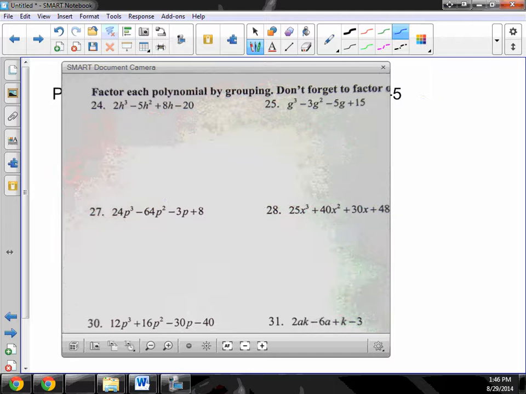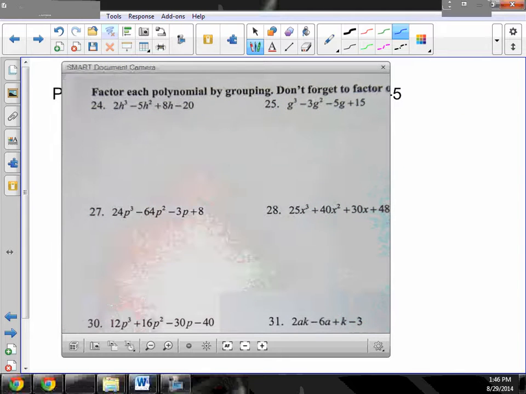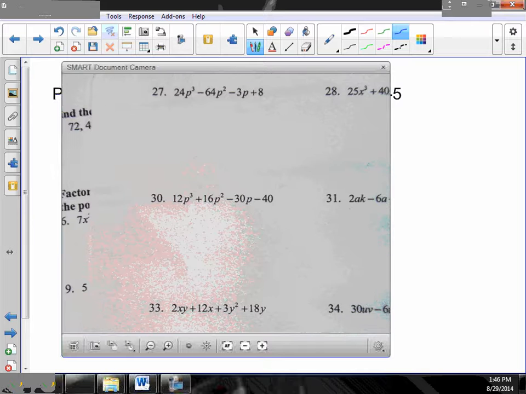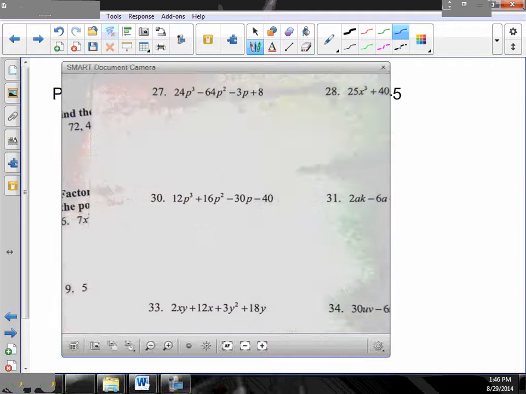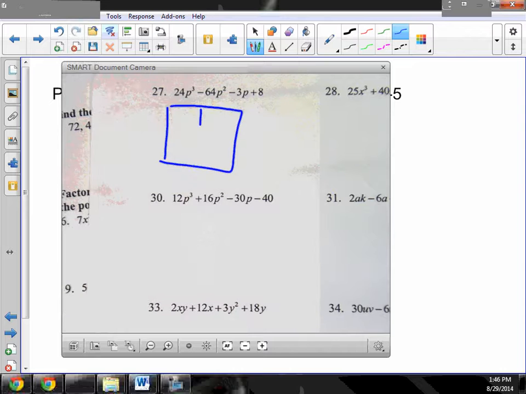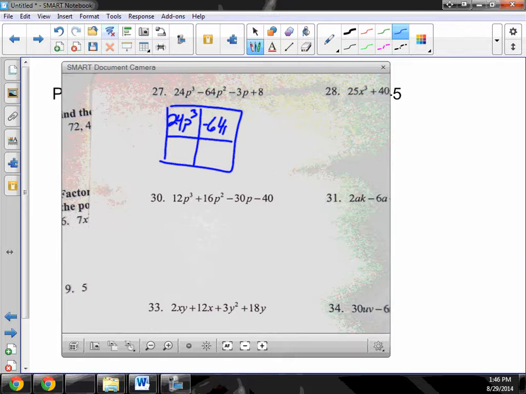All right. Look at number 27. Can I factor anything out? No. So I build the box, and I get 24p to the third minus 64p squared minus 3p plus 8.